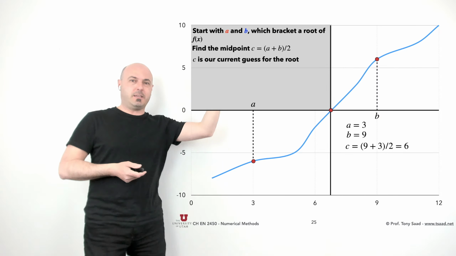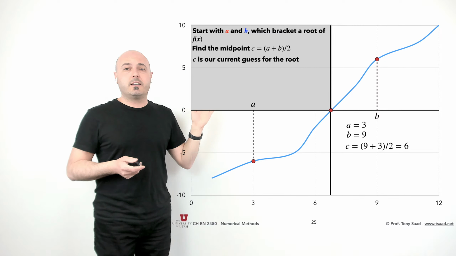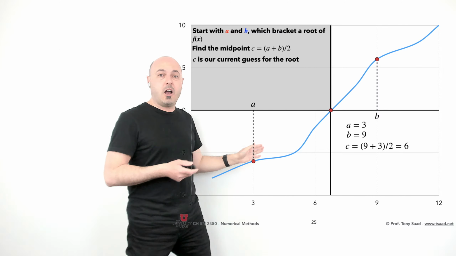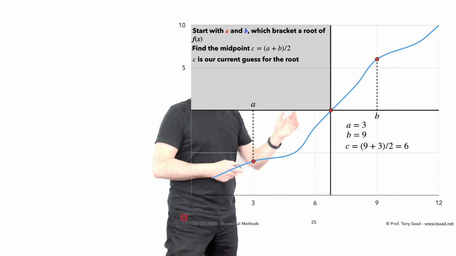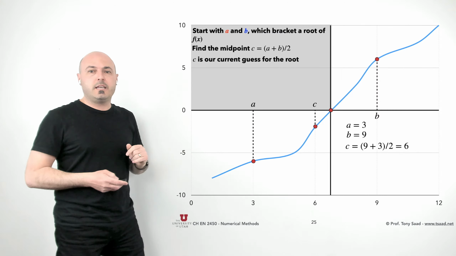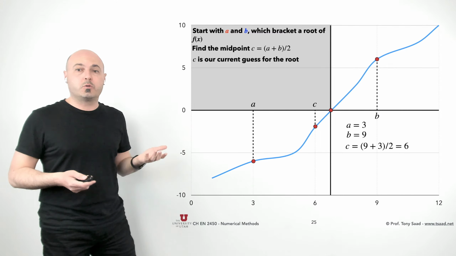You call that C. You cannot see my hand; I'm pointing at C. You can see C over here. We're just going to say C is our guess for the root, and it's going to be equal to A plus B over 2. So in this case, C is equal to 9 plus 3 over 2, that's 12 over 2, that's 6.